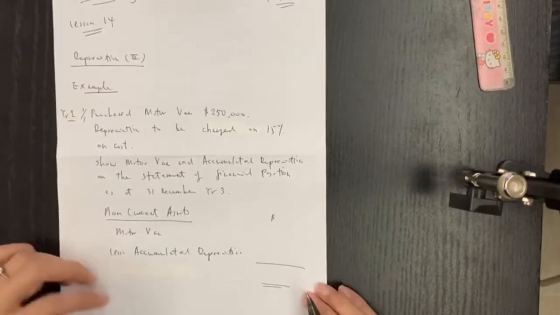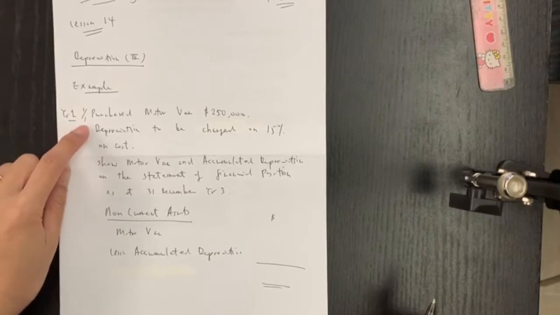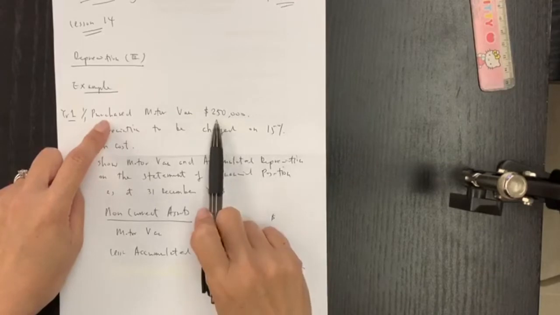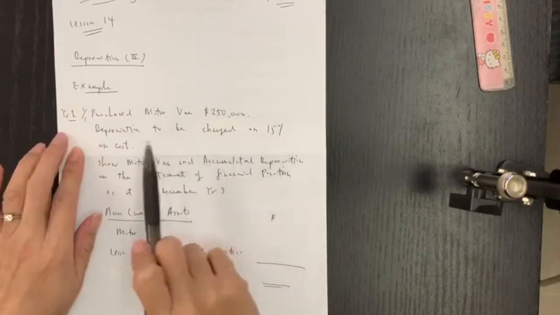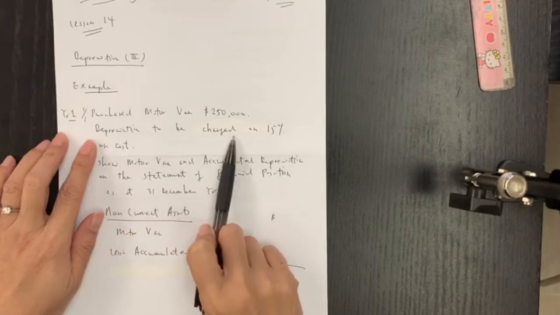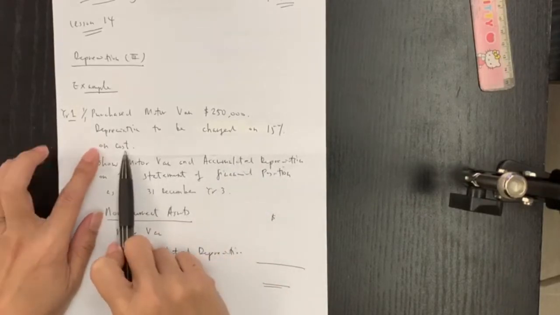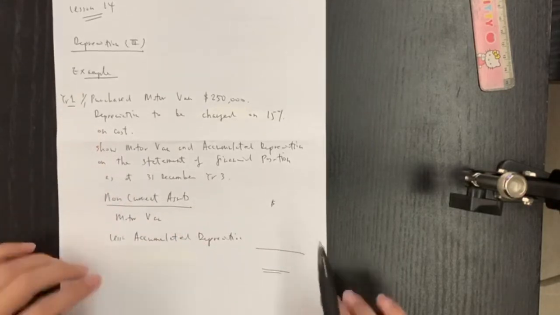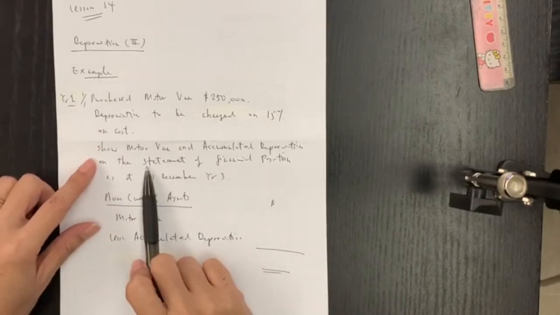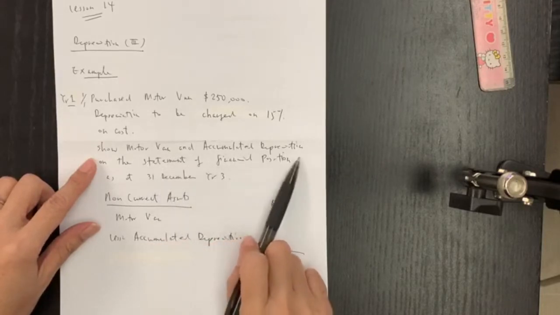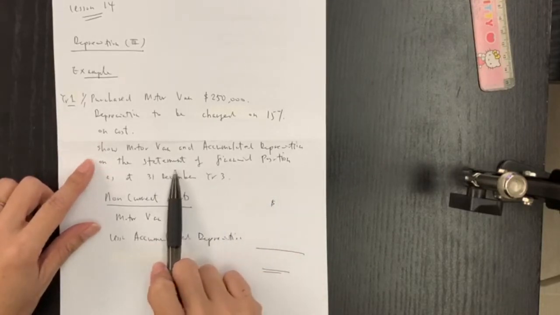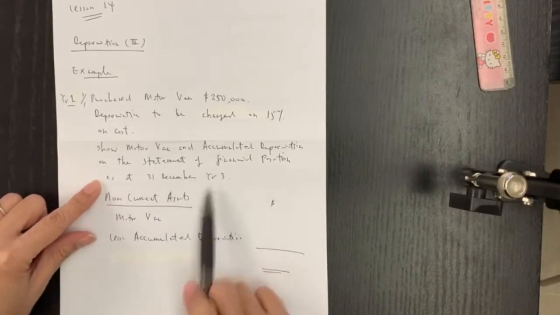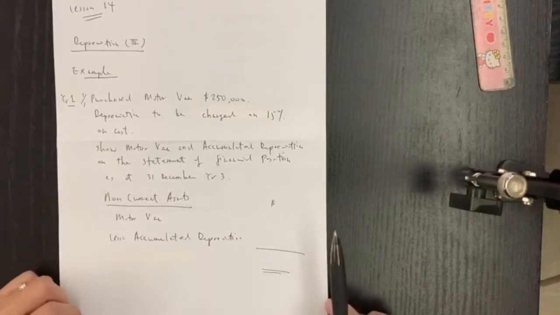Okay, now here is the example. On 1st of January in the first year, the firm purchased a motor van at a cost of 250,000. The depreciation is to be charged at 15% on cost, which is the same as the straight line method. Now what we need to do is show all things related to motor van and the accumulated depreciation on the statement of financial position at the end of year 3. Okay, so this is the example I'm going to show you today.